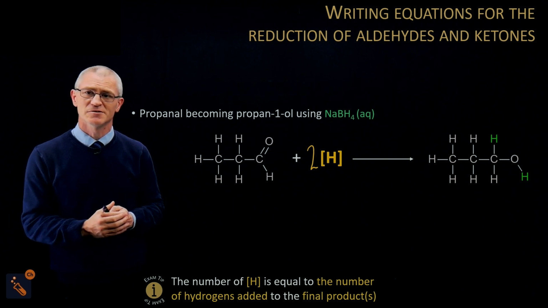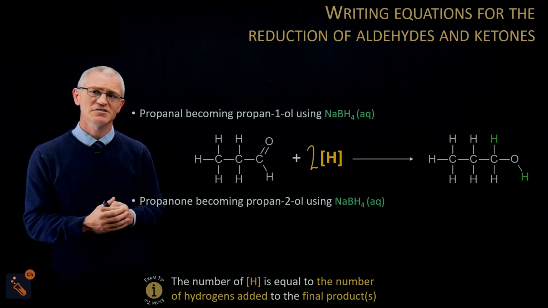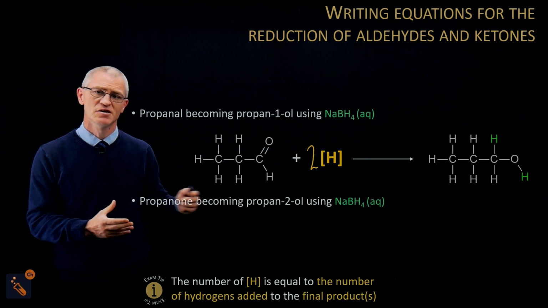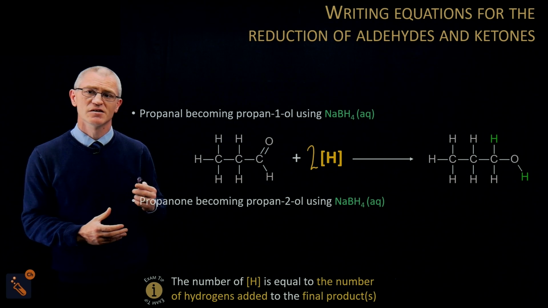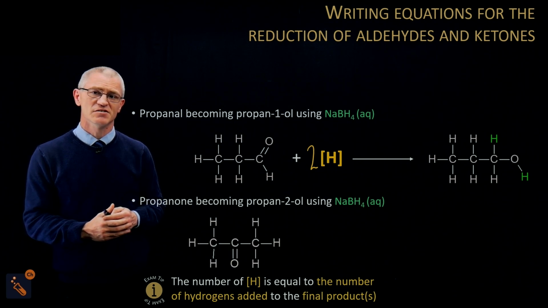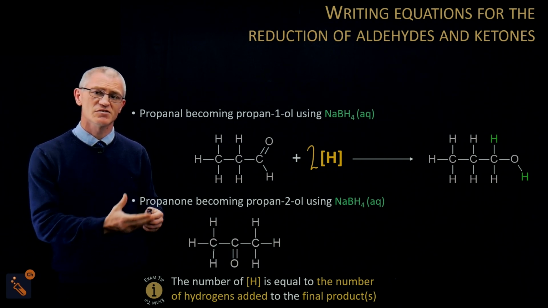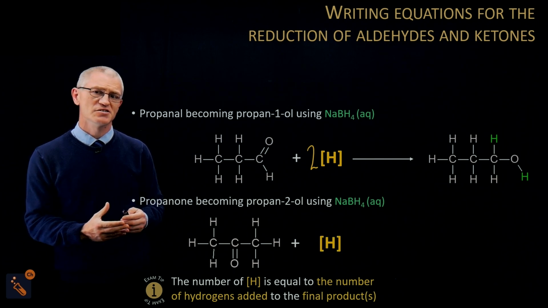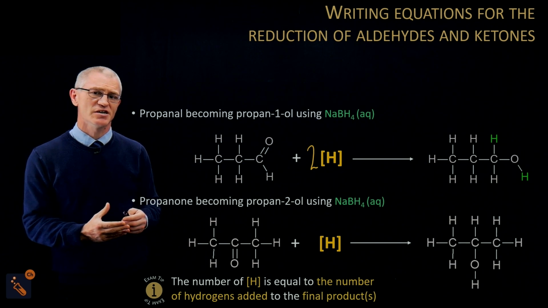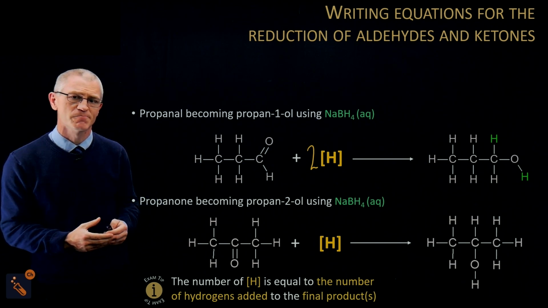And that's completely balanced. As I said, we're going to do the ketones. So the ketone becomes propan-2-ol. We've got NaBH4 aqueous again. And we've got our ketone. Now, as I said at the start of the video, can you complete it before I do? So we've got our [H], and that turns into our secondary alcohol this time, so propan-2-ol.